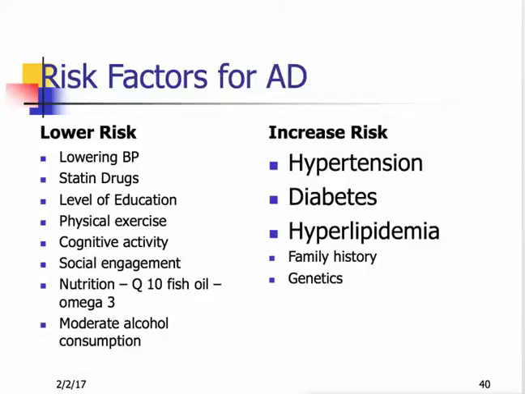Risk factors. Increased risk with hypertension, diabetes, hyperlipidemia, family history, and genetics. Inflammation has been attributed to a lot of this. On the flip side, lower risk with lower BP, statin drugs, and physical exercise is extremely important. I'll talk about the Nun Study later, but if you don't know about that, I would highly encourage you to look into it. Moderate alcohol consumption, but not excessive. And good nutrition, fish oil, the omega-3s.